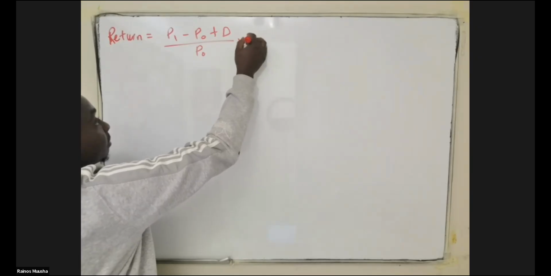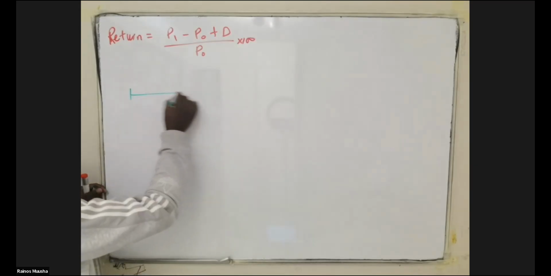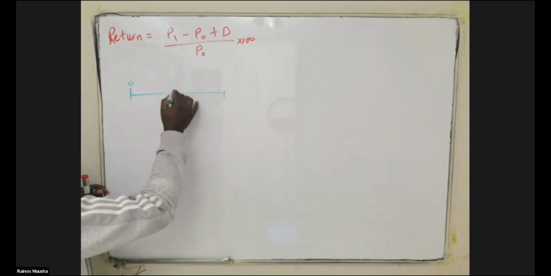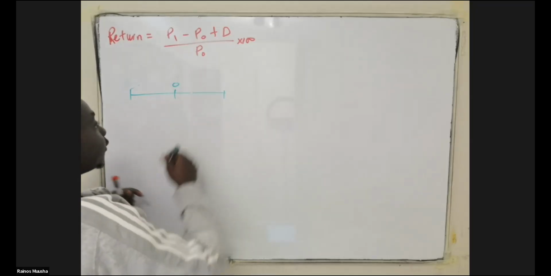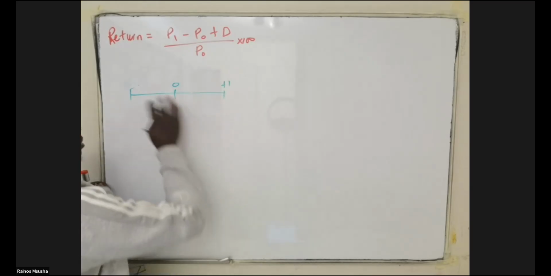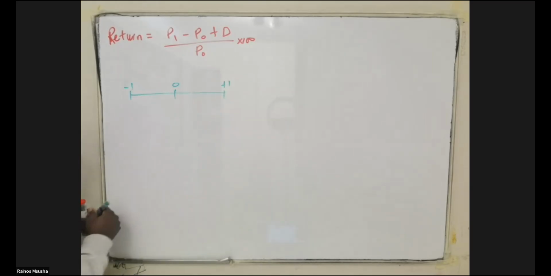Then if you multiply this by 100, this will give us the return. So when you look at your timeline, this is period 0. Period 1 is when you're moving forward one period. Period minus 1 is where you're moving backwards one period.